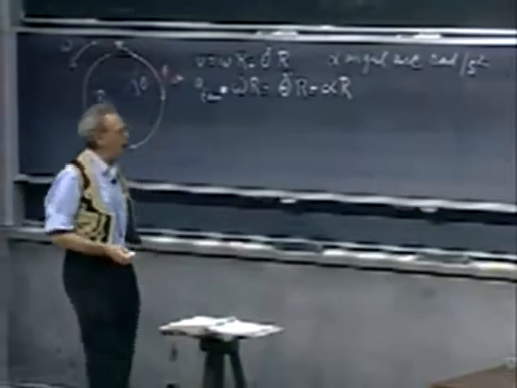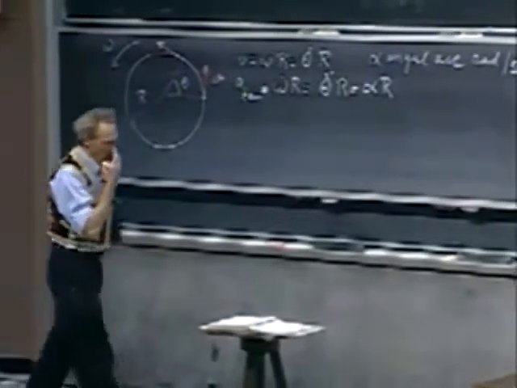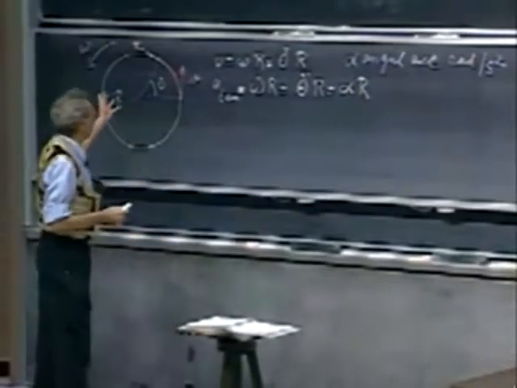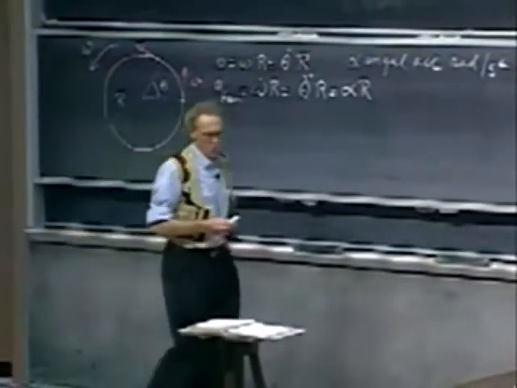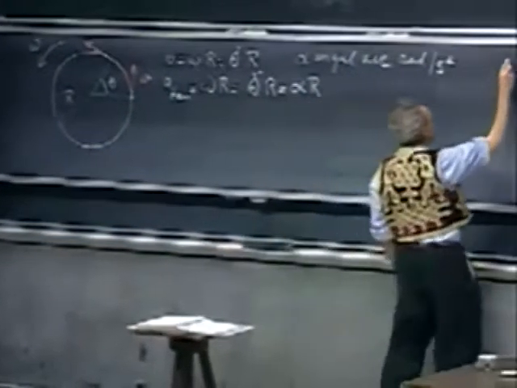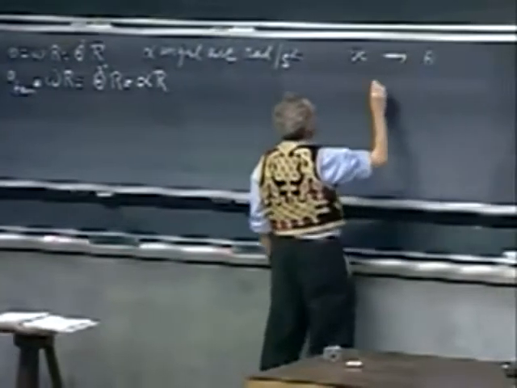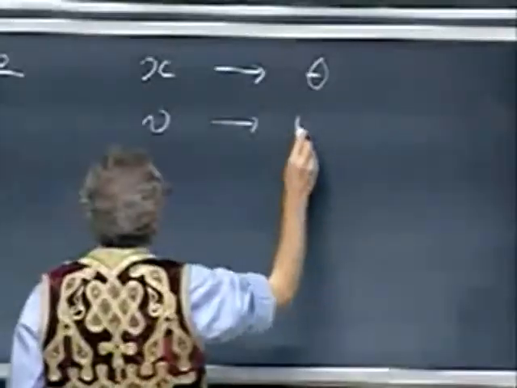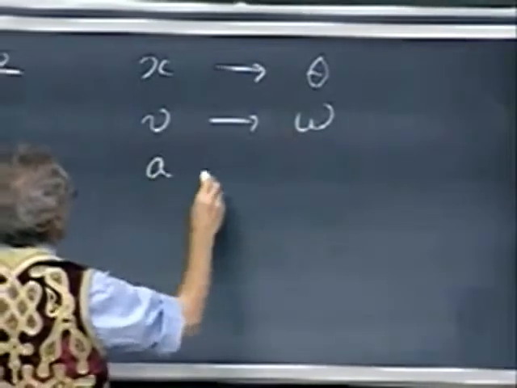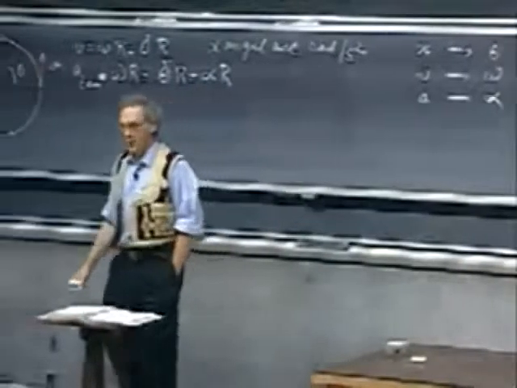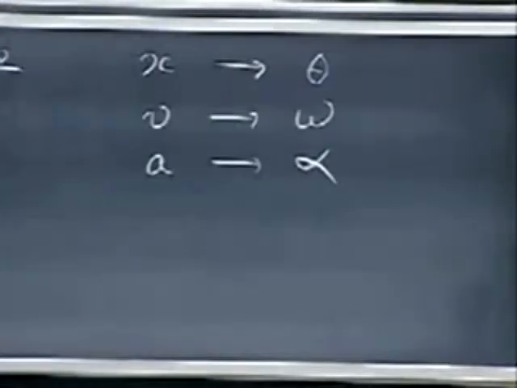If we compare our knowledge of the past of linear motion, and we want to transfer it now to circular motion, then you can use all your equations from the past if you convert x to theta, v to omega, and a to alpha. And the well-known equations that I'm sure you remember can then all be used.